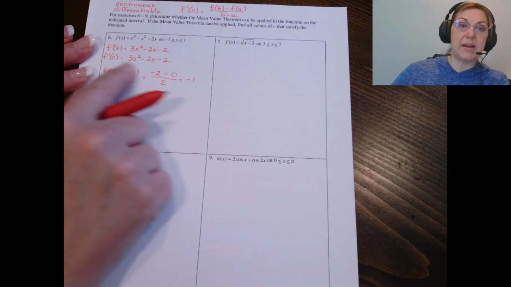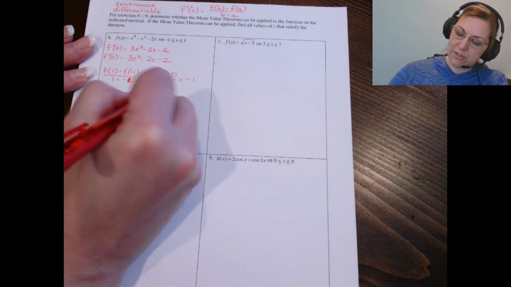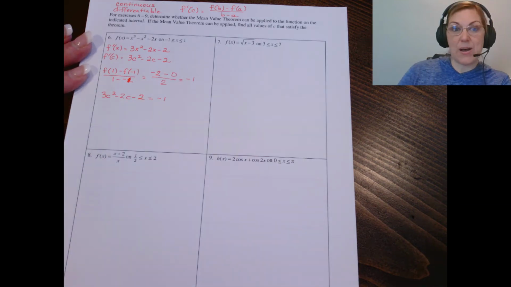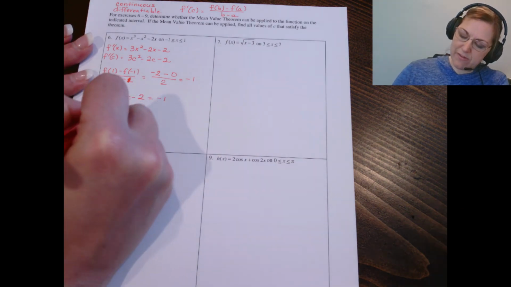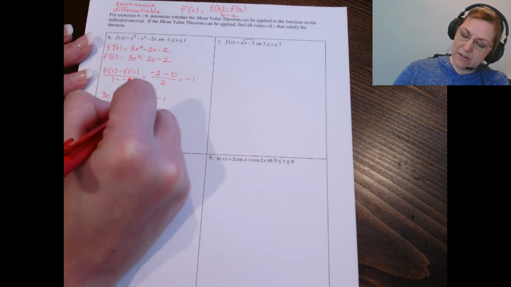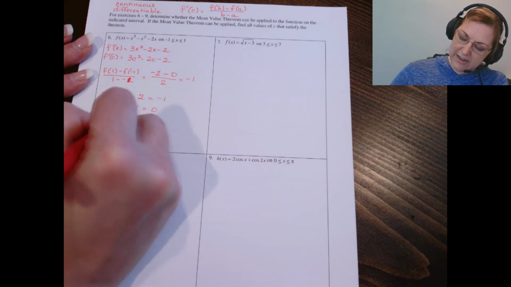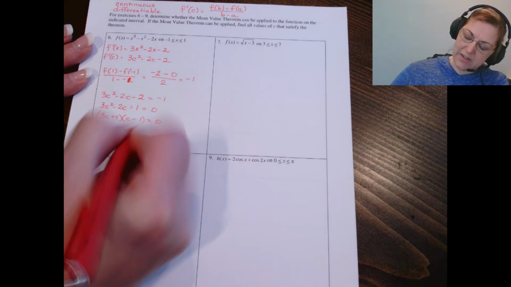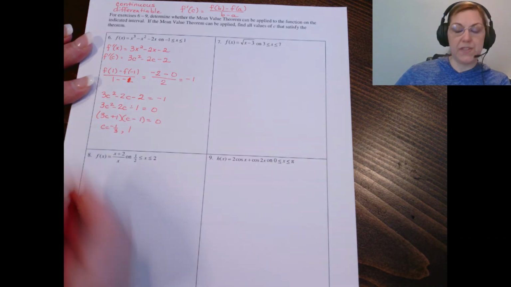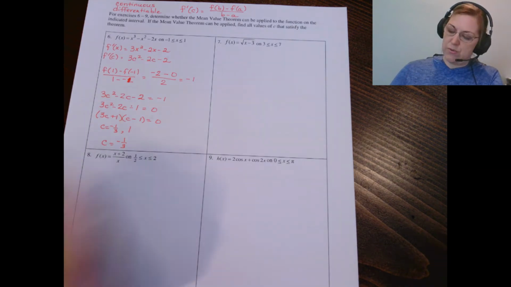So I'm going to set my slope calculus way equal to my slope algebra way. And now I'm going to solve. I'm going to bring over my negative 1. And let's see if I can factor. I think I can. There we go. And then set each one equal to 0. And remember, the one that's guaranteed is the one on the interval. And that gives me c is equal to negative 1/3.